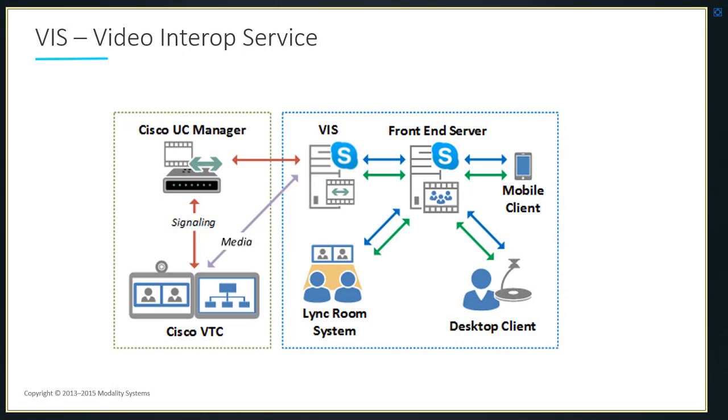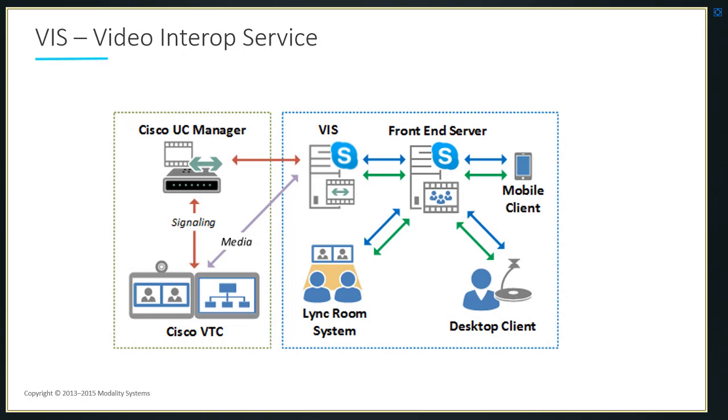So just looking from left to right, we've got the conferencing endpoint of the Cisco VTC. We've also got the Cisco UC Manager, which is the bridge which does the signaling. This interacts then, going over to the right, to the video interop server, which in turn communicates via SIP to the Skype for Business front end.